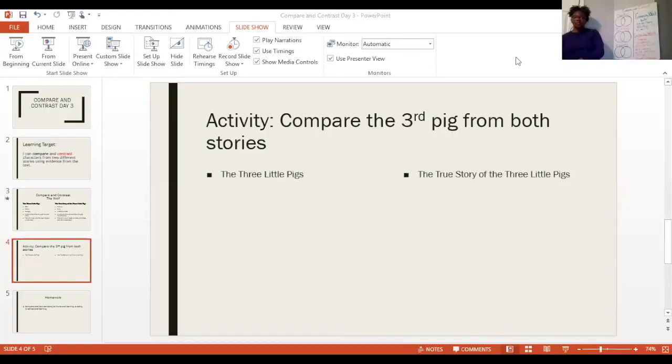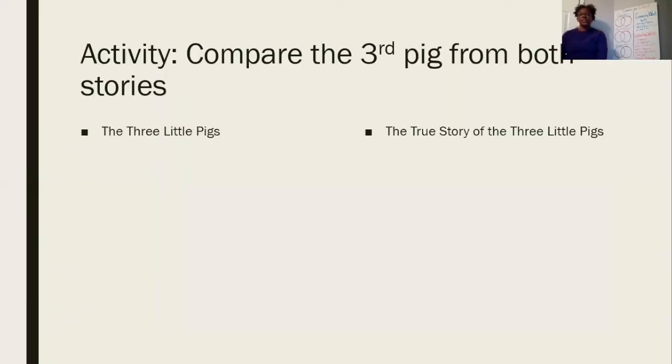All right, so our next activity, I would like for you to flip your paper over, and we are going to compare the third pig from both stories. We want to compare the third pig from both stories. So what I did was to write myself a Venn diagram.